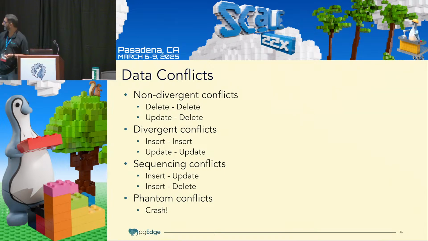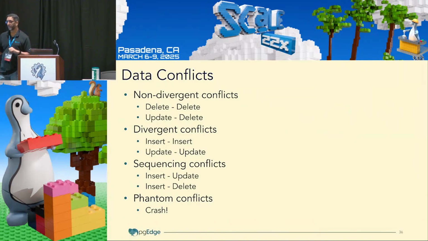Then you have the divergent conflicts, where you can end up with different data on different nodes. So publisher and subscriber, or node 1 or node 2 could have different data. So if you have inserts on both, you can end up with primary key violation. Similarly with update. Which update do you want to honor? The first one or the second one, your local change, or the remote one?